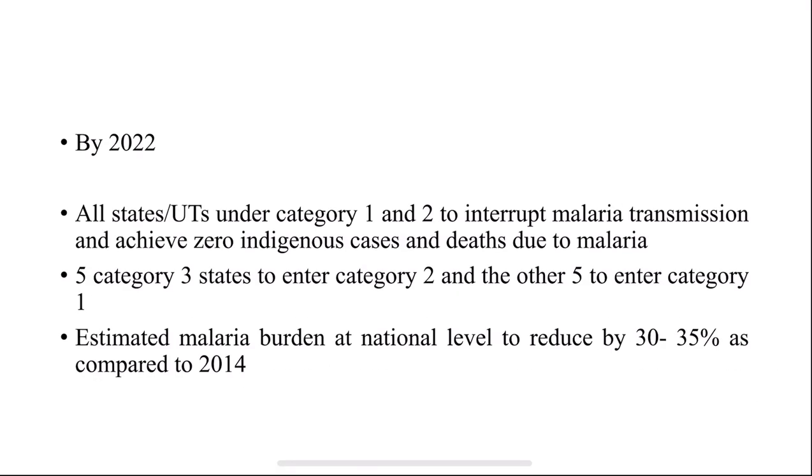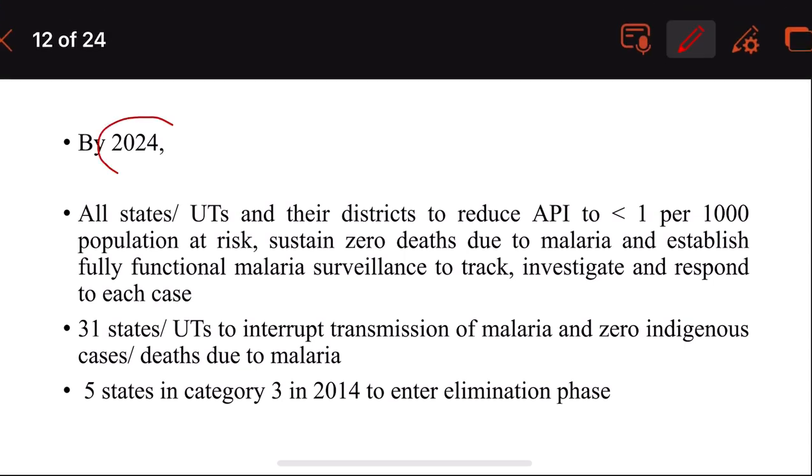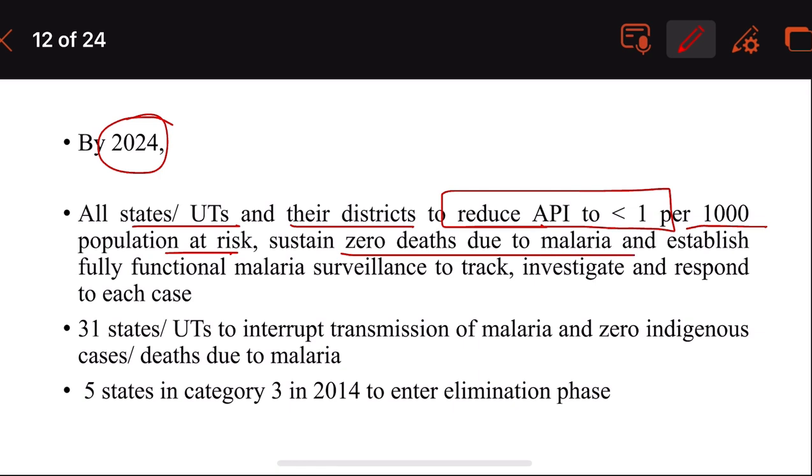Moving on to the next milestone, by the year 2024. What are they expecting? What is the target set for the year 2024? All the states and union territories and their districts to reduce the API to less than 1 per 1,000 population at risk. They should sustain zero deaths due to malaria and they have to establish a functional malaria surveillance to track, investigate and respond to the cases.